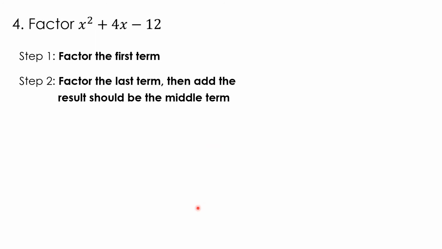Let us proceed to our last example, which is factor x squared plus 4x minus 12. So first is to factor the first term, the factor for your x squared, that is x times x, and factor the last term. So what are the numbers that if you multiply, the result is negative 12?